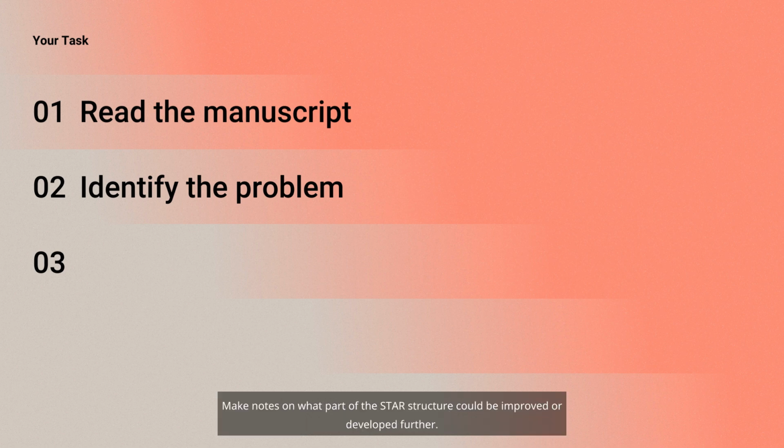Step 2. Identify the problem. As you read, pay attention to the organization. Are any STAR elements missing? Are they out of order? Is something unclear or too general? Make notes on what part of the STAR structure could be improved or developed further.